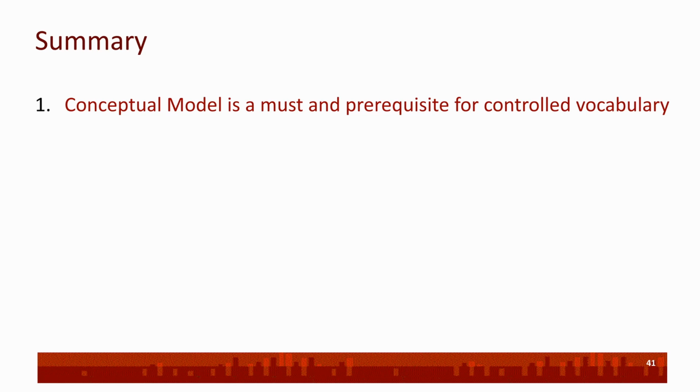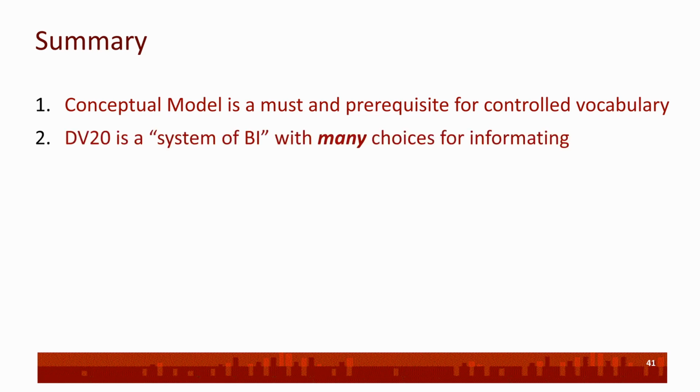So Data Vault 2 is a system of business intelligence, right? It's a system of BI with many, many choices for informating. We don't really tell you how and what to do to informate your data. The business vault is there, and we've got some patterns for you to get there faster, but really it's an open canvas. So you need to understand what the intention of the business is.